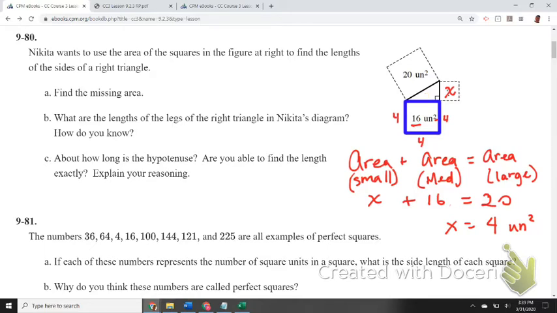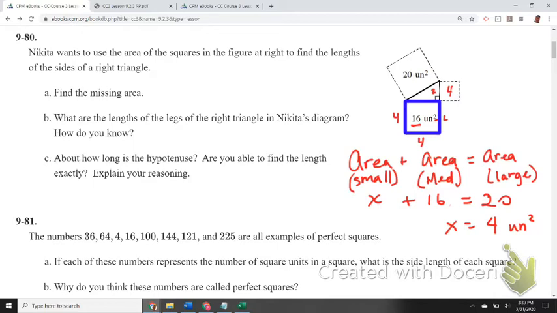Okay. So if we already figured out that the missing value of the small square is 4 units squared, by this point you should be able to figure out that the side is going to be 2. Okay, so that's going to be 2 units.